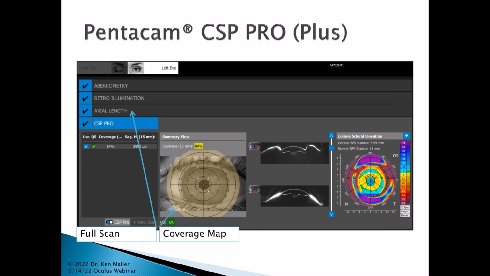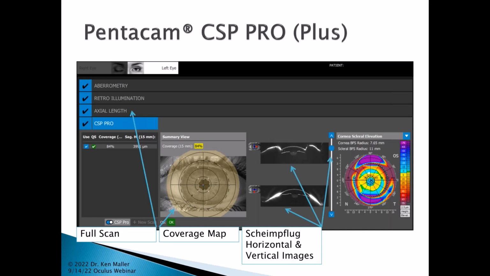Over here you see a coverage map, and that gives you a summary view, just a quick glance at the 15 millimeter chord as to how much coverage you actually were able to obtain. In this case, I was able to obtain 84% coverage at 15 millimeters.